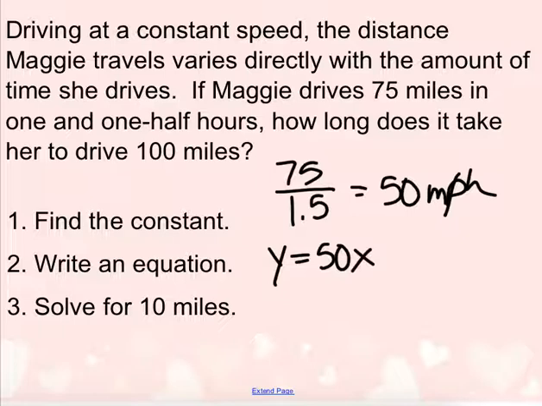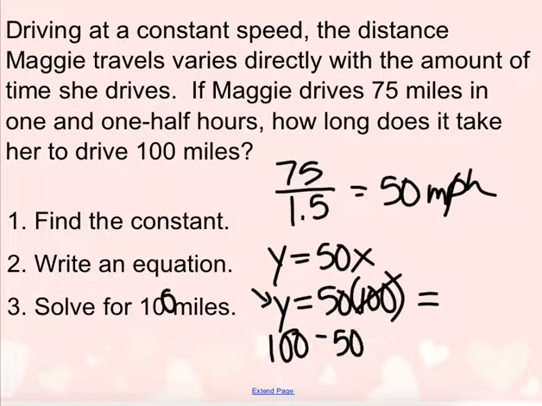So for 100 miles, we would say 50 times, oh, sorry, of course, we're not going to put it in as how many hours. That would mean that we're going 100 hours. That would be a lot of distance. We put it in our y value because that's how many miles we are going. So we do 100 equals 50x. And we solve for how many hours by dividing by 50, and we say x is equal to 2. We are going 2 hours in order to go those 100 miles.